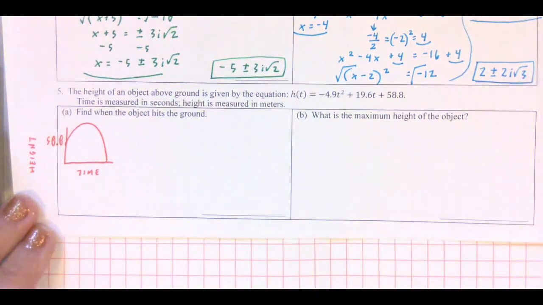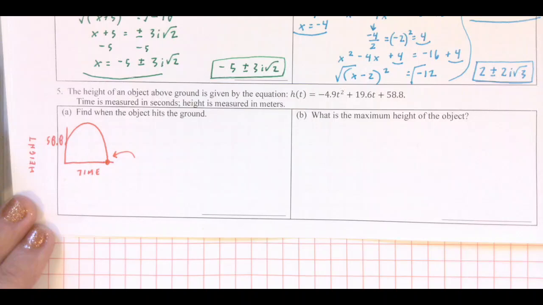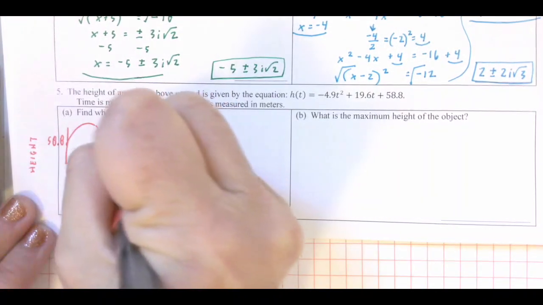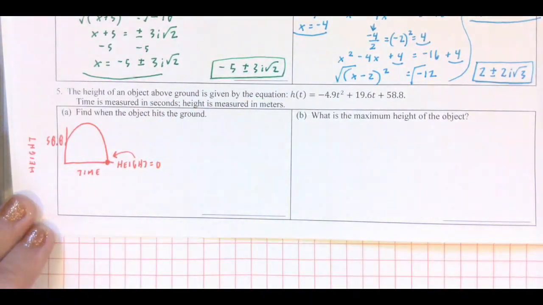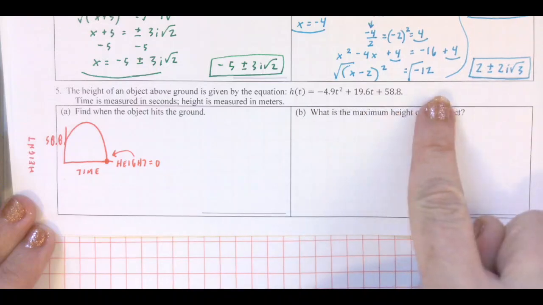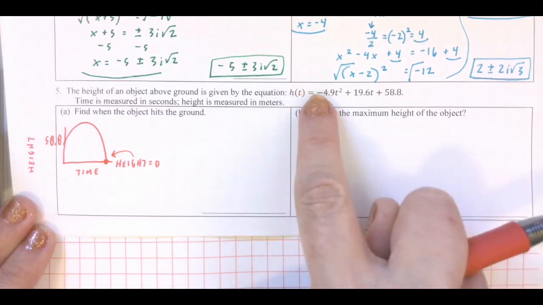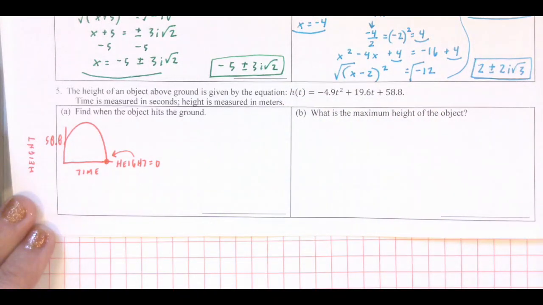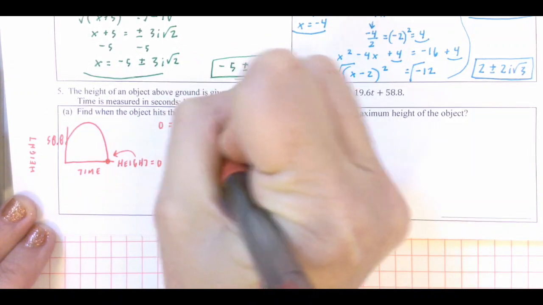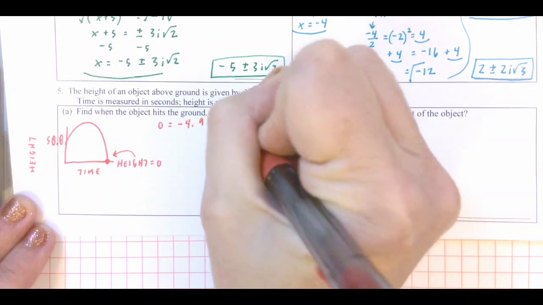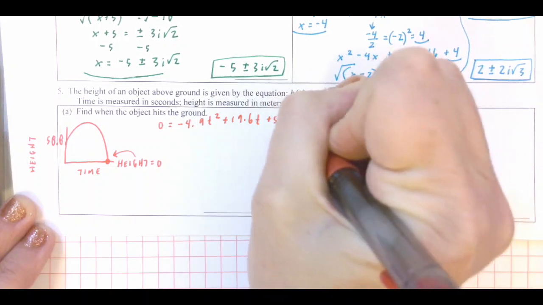So what I'm having you solve for here is, when does the object hit the ground? It hits the ground when the height is 0. So if I go back to my equation, I'm looking for where the height here is 0. So I'm going to put a 0 in here, and then look at what my equation on the right should look like. So 0 equals negative 4.9 t squared plus 19.6 t plus 58.8.